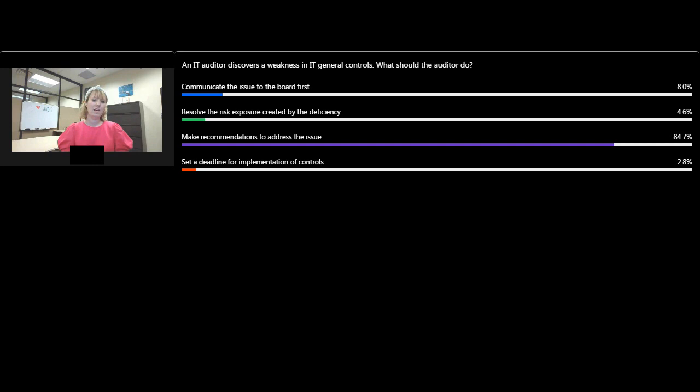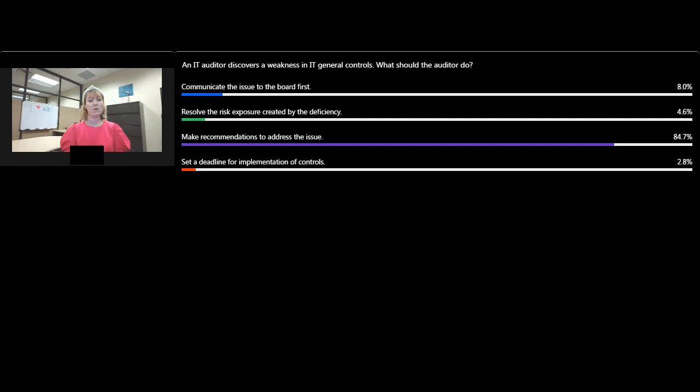Letter B, resolve the risk exposure created by the deficiency, is also clearly wrong because our standards do not allow us to resolve the risk exposure. That would compromise our independence because we would be taking the role of management and actually resolving the risk exposure, probably by implementing a control. Internal auditors can't be the ones to make risk decisions and implement controls. We have to be objective and independent. And so it would be inappropriate for us to resolve the risk exposure. But C is correct because it is our job to make recommendations to address the issue. And then management would be the one to accept and choose to implement those recommendations.